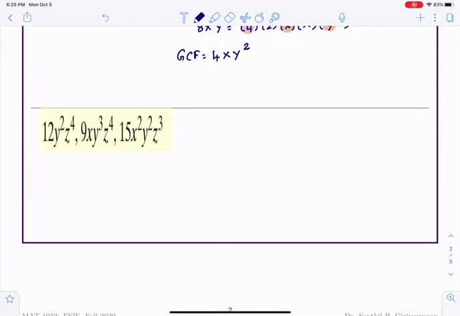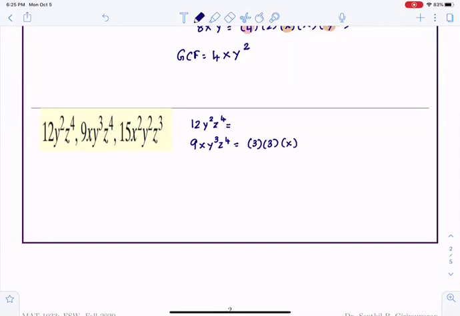So we can start with the first term, which is 12y squared z raised to the power of 4. And the numbers here are 12, 9, and 15. So we want to write 12 in terms of 9, which is not possible, but we can write 12 in terms of the factors of 9, which should be 3. So let me start with the second expression and write 9 as 3 times 3.